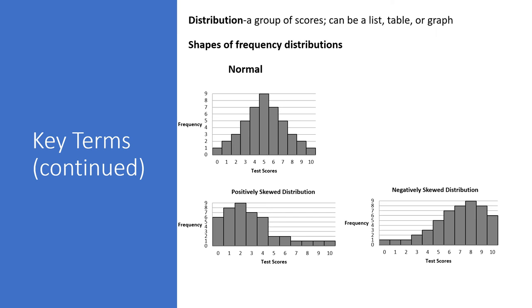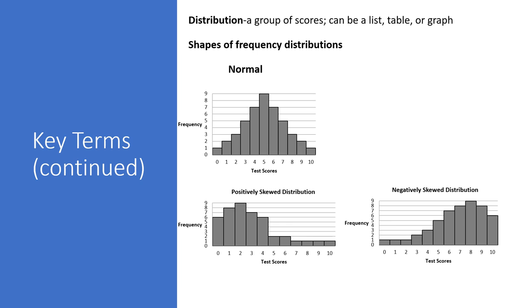I guess shapes you should be familiar with are shapes of distributions. But I should tell you what a distribution is first. A distribution can come in many forms. It's just a group of scores. It can be just a list of numbers, or it can be in a table format, or it can be a graph. Here we have three graphs, and I'm going to want you to be familiar with these different shapes of graphs and be able to recognize them.